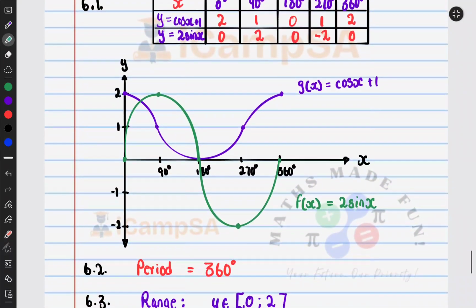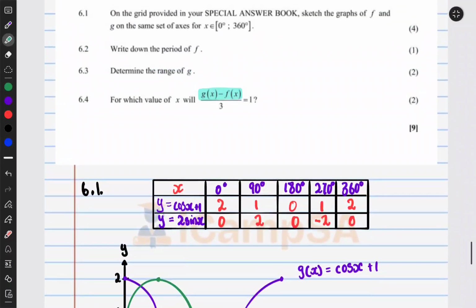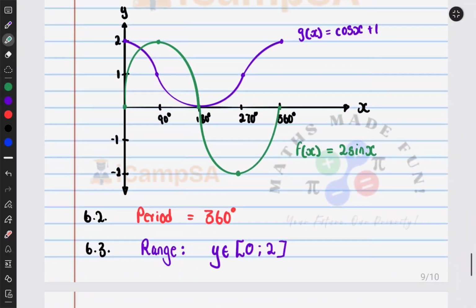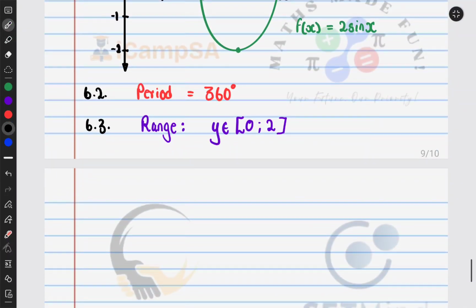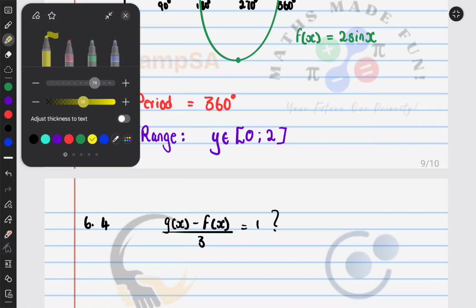Let's come to our functions here. We are looking for the values of x where g at x minus f at x will equal 3. That is 6.4. We're saying g at x minus f at x, divided by 3, is equal to 1. So we are just looking for the value of x where g at x minus f at x will be equal to 3.